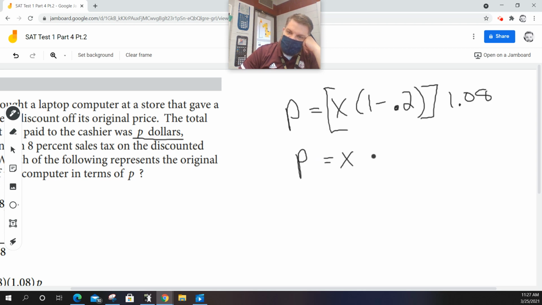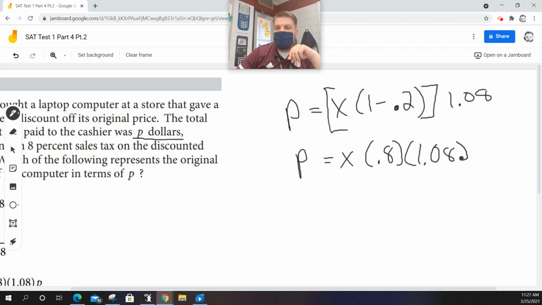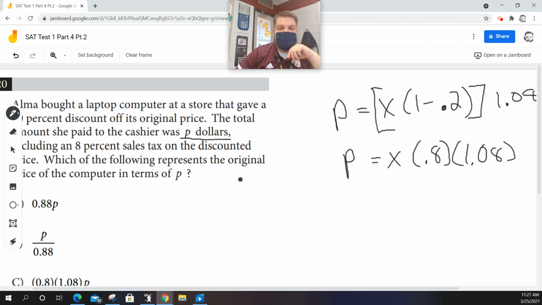Now, if I do a little bit of math, whatever the cost was, X, this is what she paid, and X is the cost. This reduces down to 0.8. This is 1.08, right? Because this is 100% plus the 8%, right? So now they're asking us what is the original cost in terms of P. So I just got to solve for X because X is the original cost.